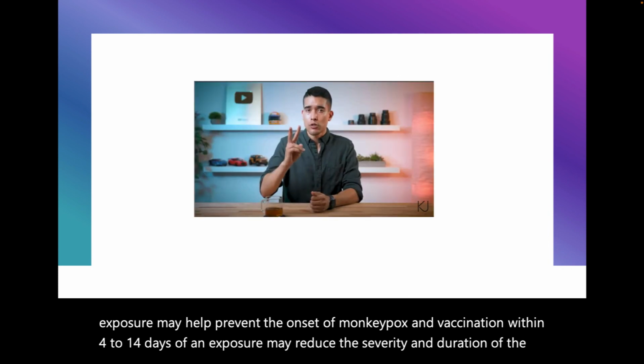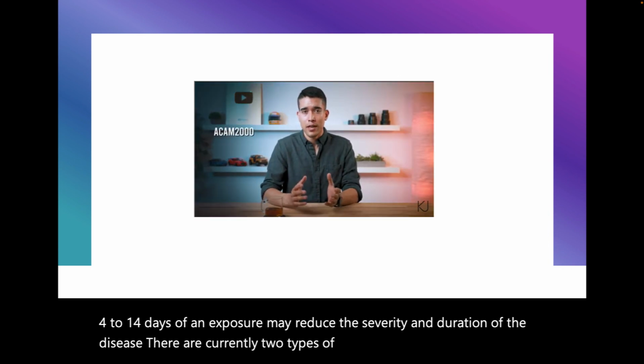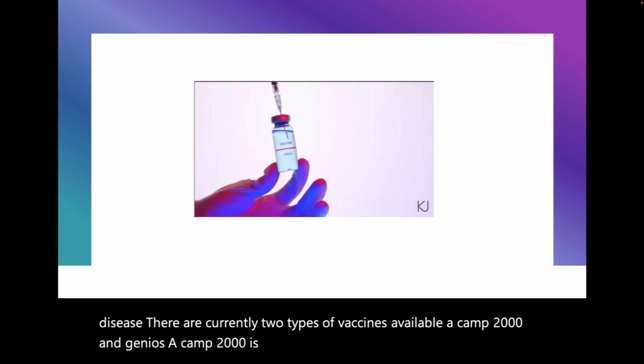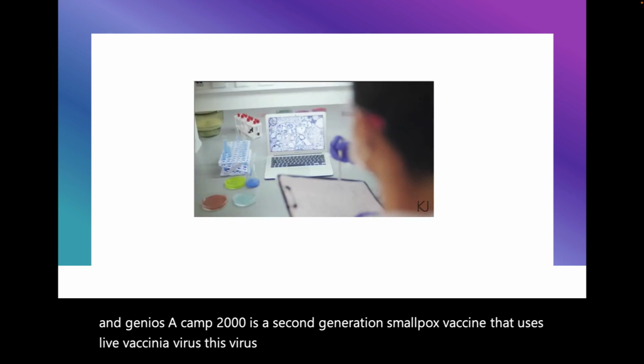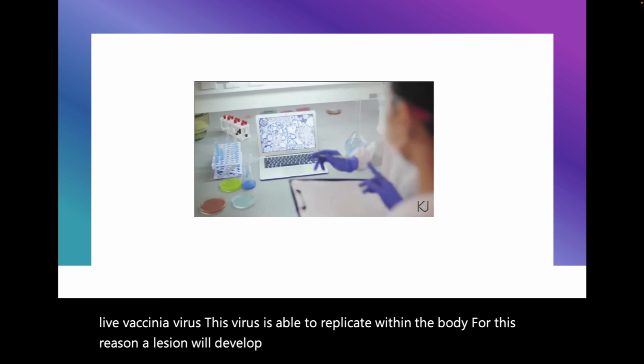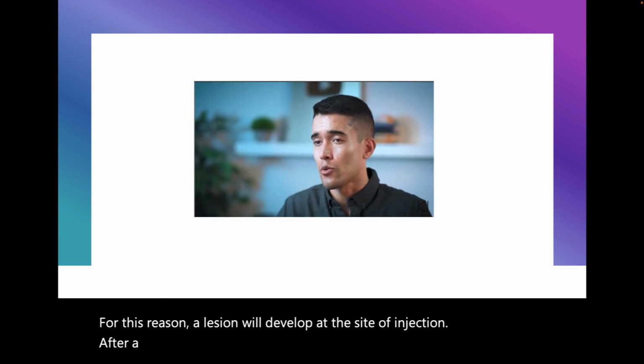There are currently 2 types of vaccines available: ACAM2000 and Jynneos. ACAM2000 is a second-generation smallpox vaccine that uses live vaccinia virus. This virus is able to replicate within the body. For this reason, a lesion will develop at the site of injection after a successful inoculation. This is known as a take.